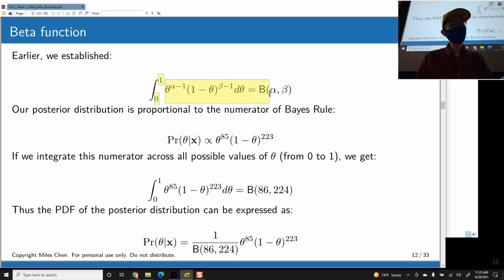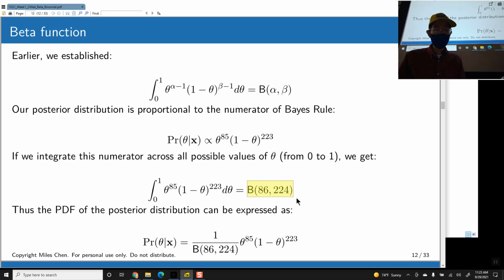So I'm just using this identity or relationship that we established earlier to say, well, if I integrate this thing from 0 to 1, then it's got to equal this. Okay, is that okay? And therefore, this has to be the normalizing constant, okay? Because if I do 1 divided by this, then this part over here will integrate to this, and therefore the whole integral from 0 to 1 will just equal 1.